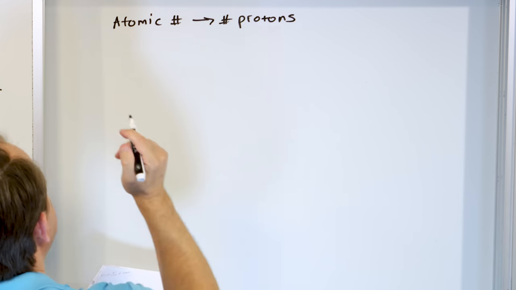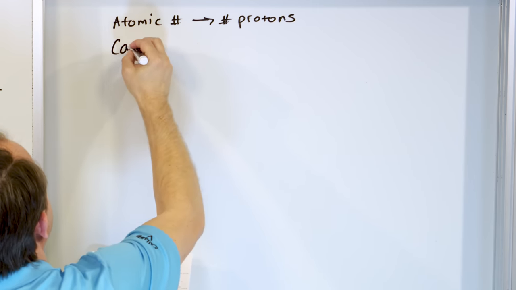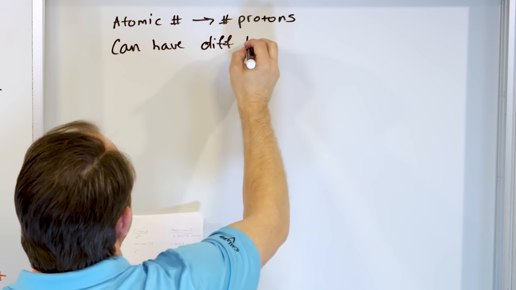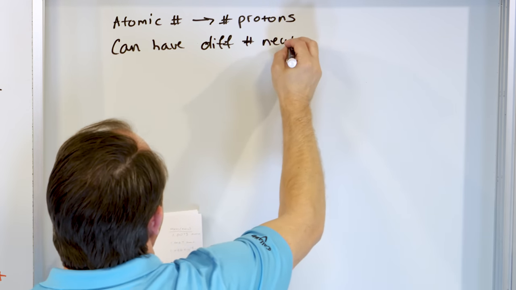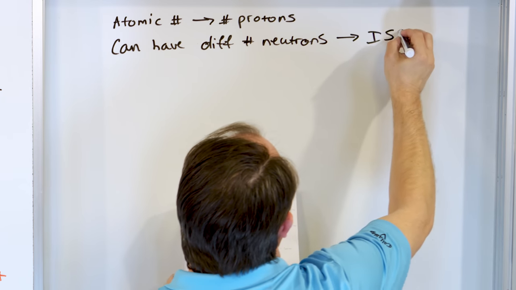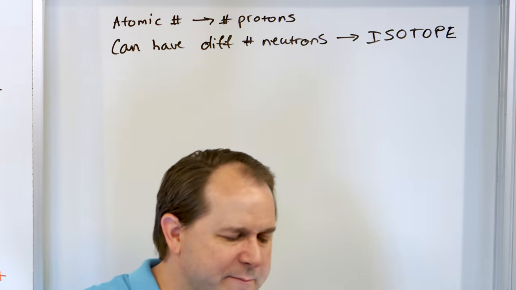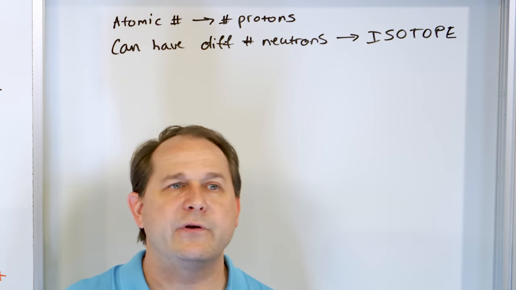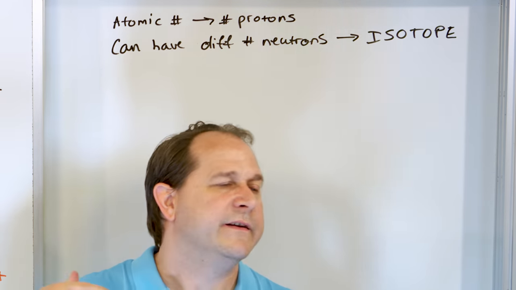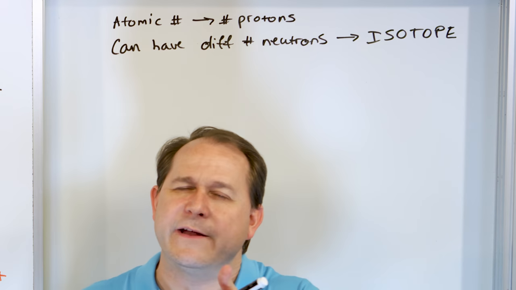Now, you also have neutrons in the nucleus, and one thing I need to point out to you is you can have a different number of neutrons and still have the same element, and this is called an isotope. This is going to be very clear because I'm going to give you a concrete example in a second, but basically the character of the atom, for instance, carbon has a certain number of protons, oxygen has a certain number of protons, sulfur has a certain number of protons, that governs what element it is. But the number of neutrons can vary slightly.